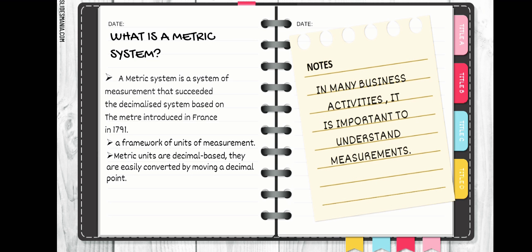So, what is the metric system? The metric system is a system of measurement used around the world and especially in the science community. It succeeded the decimalized system based on the metre introduced in France. It is decimal based and easily converted by moving a decimal point or by using a technique.